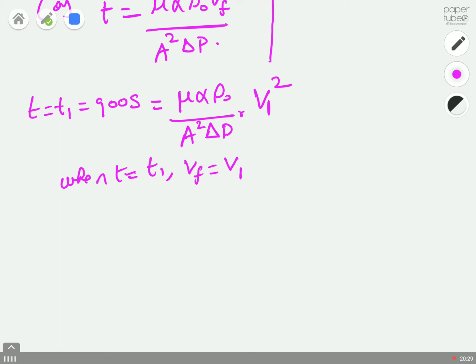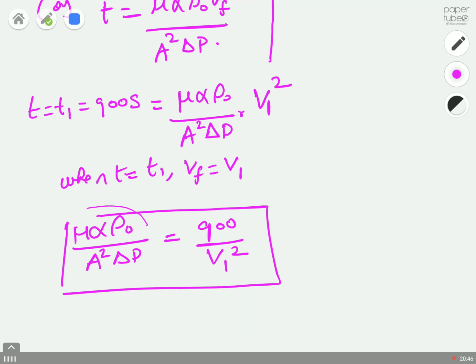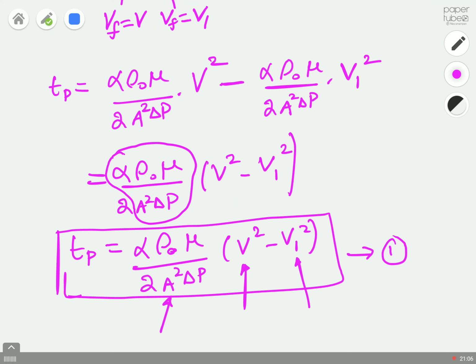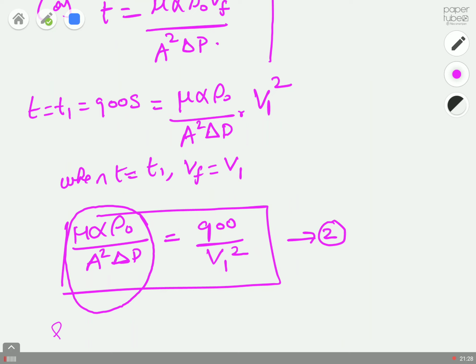So how to rewrite this expression? mu alpha rho 0 divided by a square delta p is equal to 900 divided by v1 square. So we have some value for this constant, mu alpha rho 0 divided by a square delta p. Let's call this equation 2, and let's call the earlier one equation 1. Now we have the value for mu alpha rho 0 divided by a square delta p, that's equal to 900 divided by v1 square.